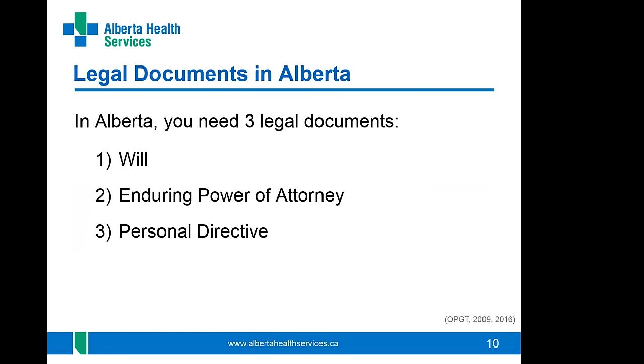So when we educate the public, because that's part of our role as well, we find that there's a lot of confusion about the different types of legal documents that are used in Alberta. So we like to always start by doing a quick recap of the differences between them. So in general, you need 3 legal documents in Alberta. You need a will, an enduring power of attorney, and a personal directive. And they all serve completely different purposes.